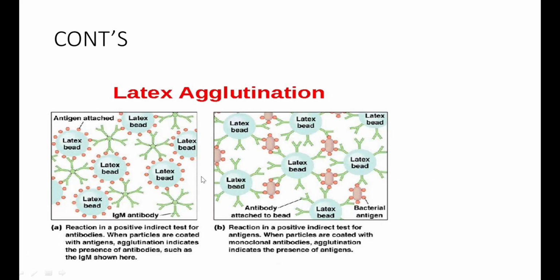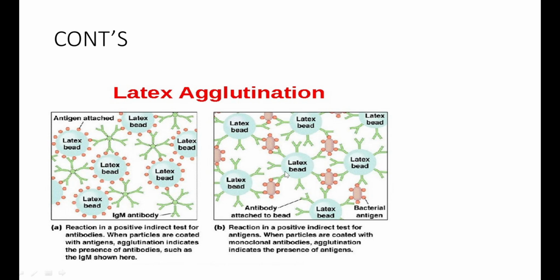Here there is an image which shows how latex agglutination can occur. Here we see in this image the latex bead coated with the antigen, and when we put in the patient sample which contains the suspected antibody, it can interact with the antigen found on the latex bead. Then when cross-linking occurs, it forms the agglutination. When the particles are coated with the antigen, agglutination indicates the presence of the antibody, for example IgM.